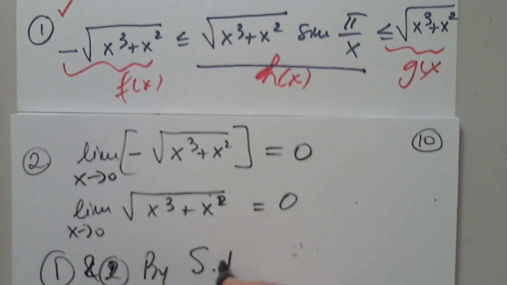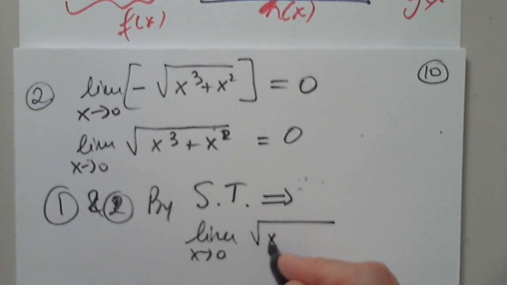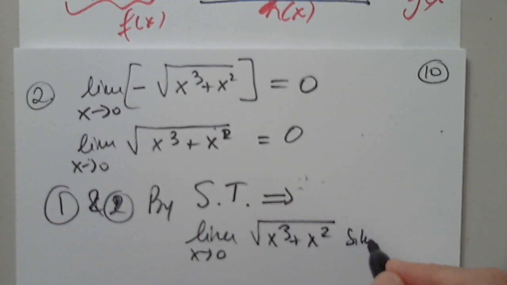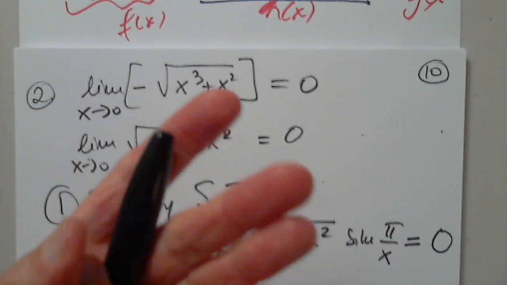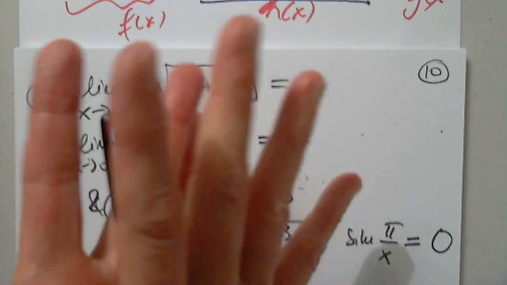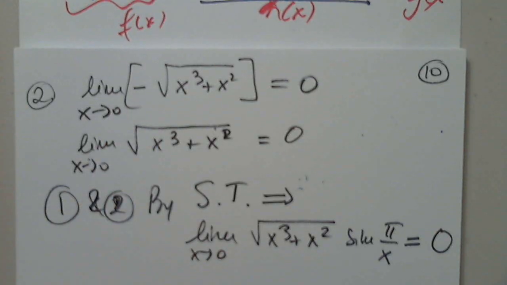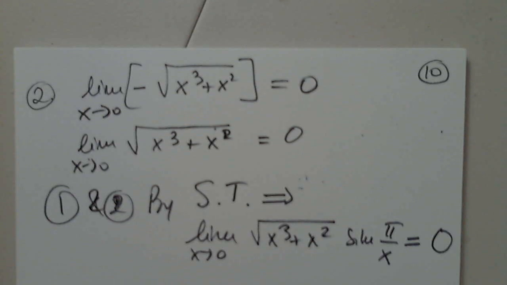By the squeeze theorem, what do we conclude about the limit as x approaches 0 from either side of the square root of x cubed plus x squared times sine pi over x? What do we conclude? It must be 0, because if it's squeezed between two functions and the limit of this is 0 and the limit of this is 0, obviously the limit of the function that we are interested in must be 0 as well. Okay, perfect. Questions?